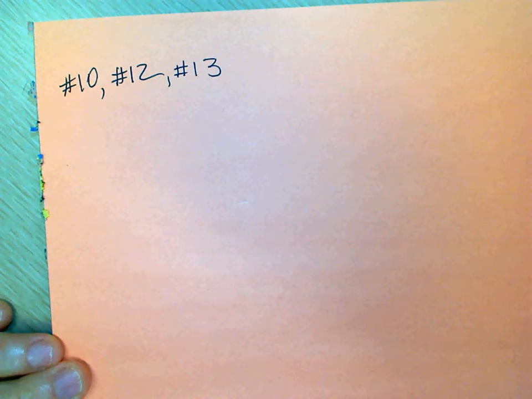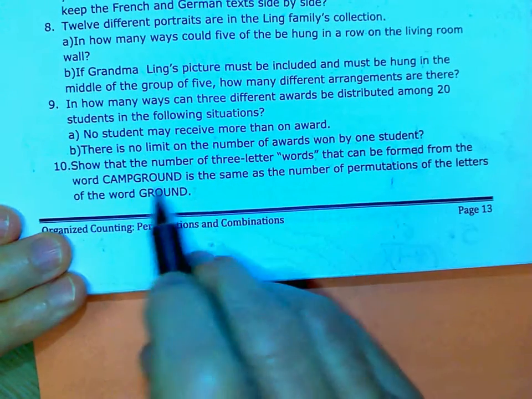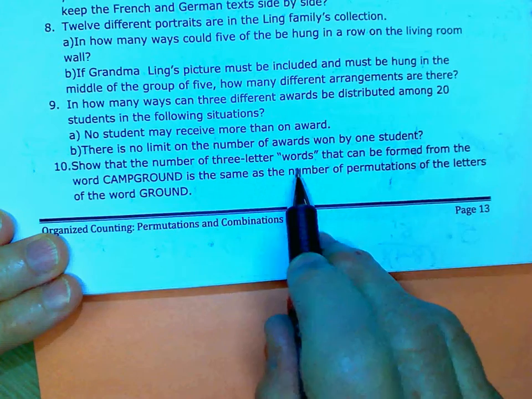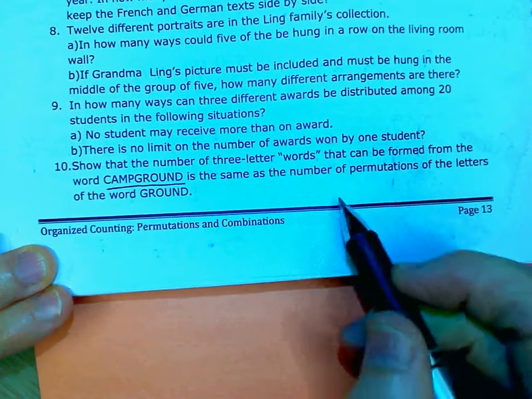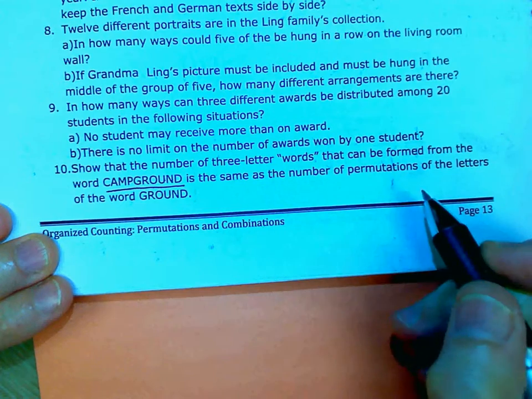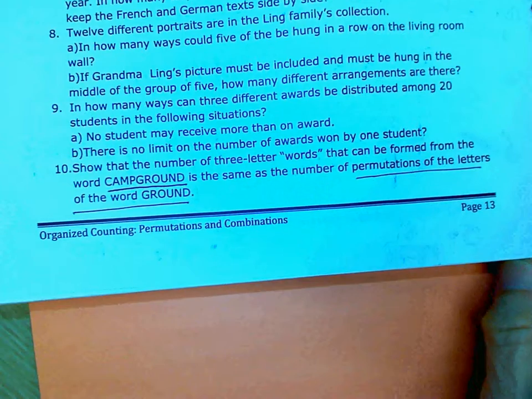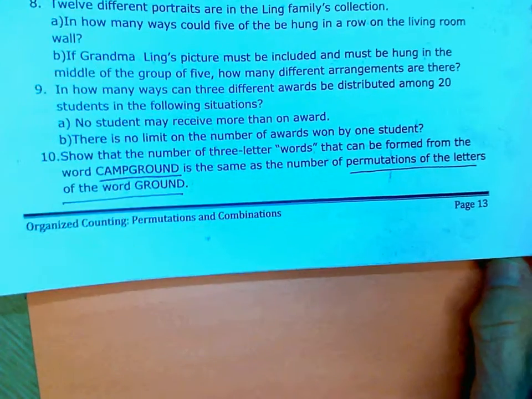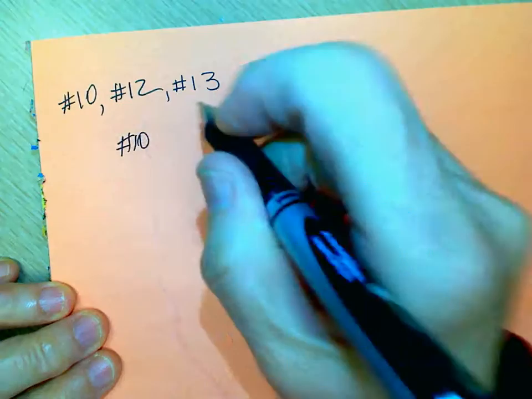Here's the question, number 10. Show that the number of three-letter words that can be formed from the word campground is the same as the number of permutations of the letters of the word ground. Okay, let's take a look at how this might work. So here's number 10, campground.